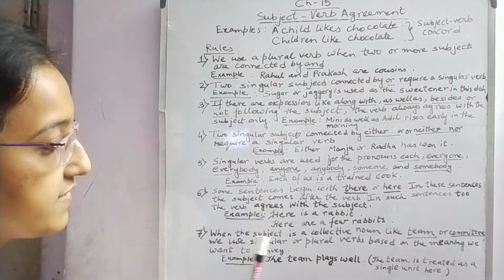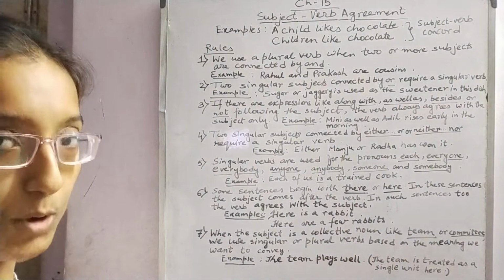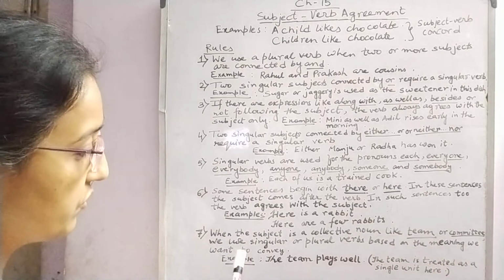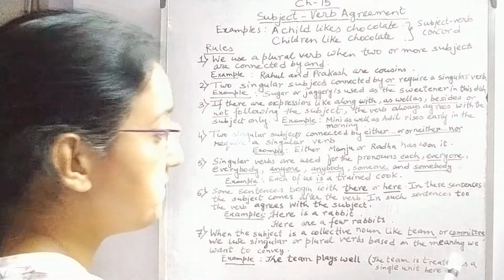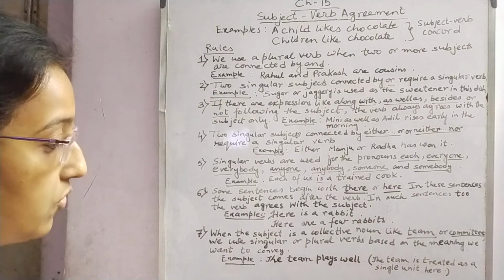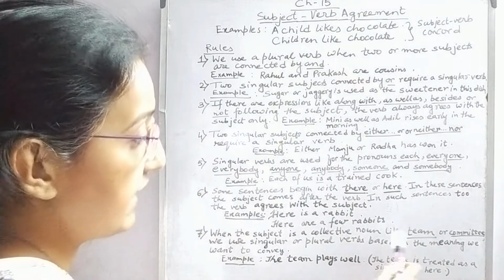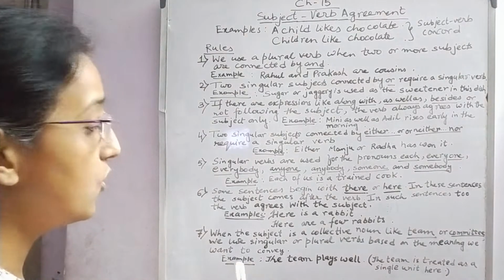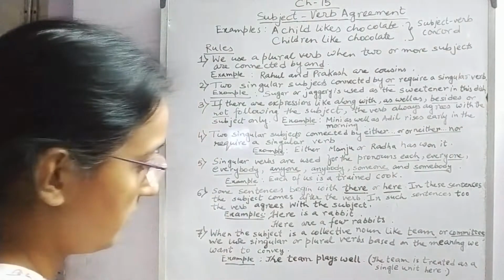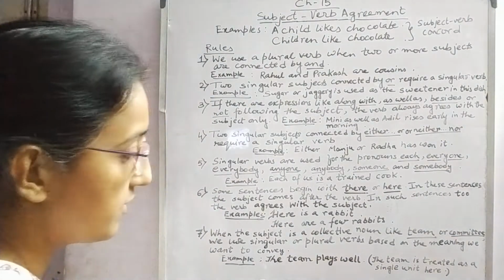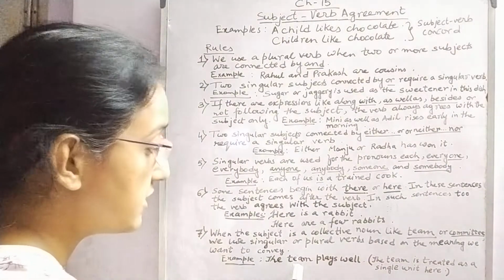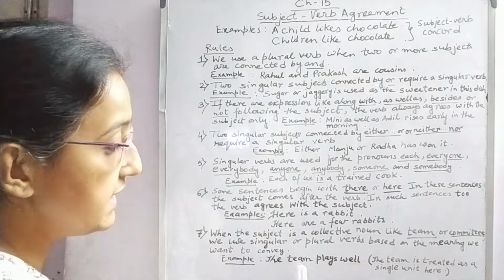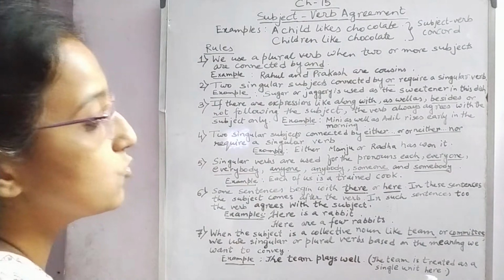Last rule. When the subject is a collective noun, we all know about collective nouns, right? Like team or committee. We use a singular or a plural verb based on the meaning we want to convey. Let's look at the example. The team plays well. Here we have considered this collective noun as singular, so the verb is also singular, that is plays. The team is treated as a single unit here.